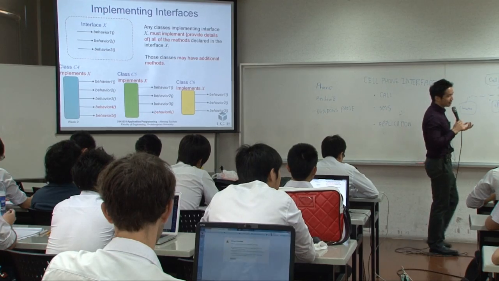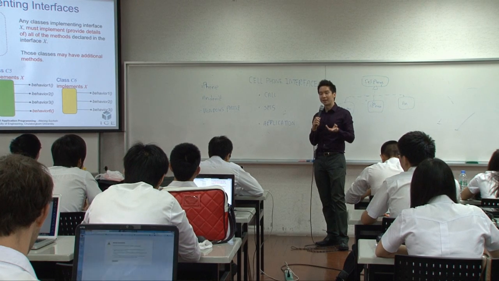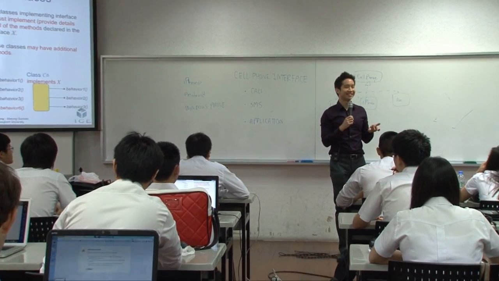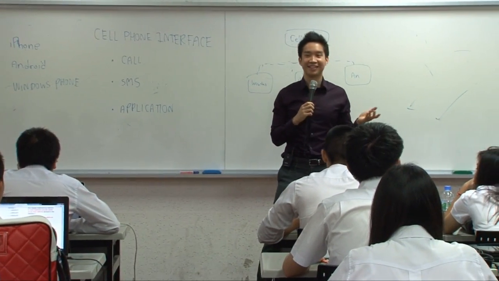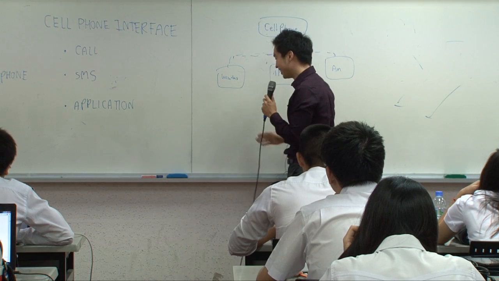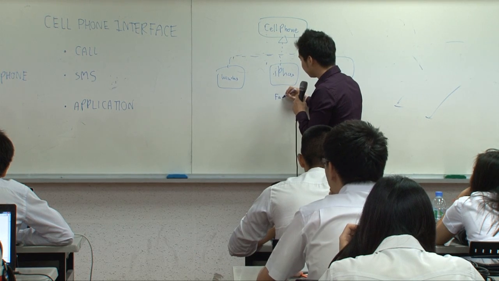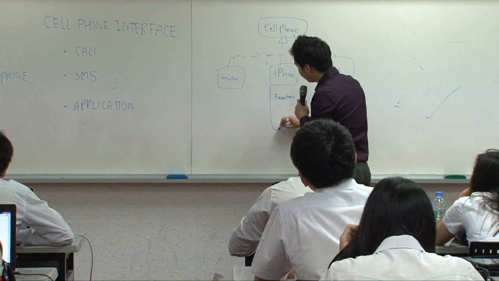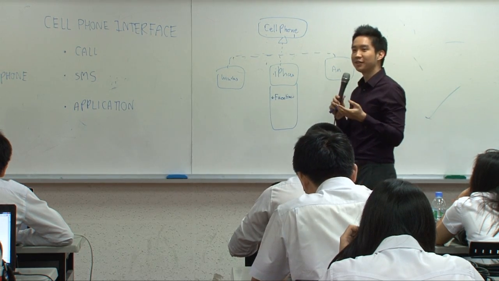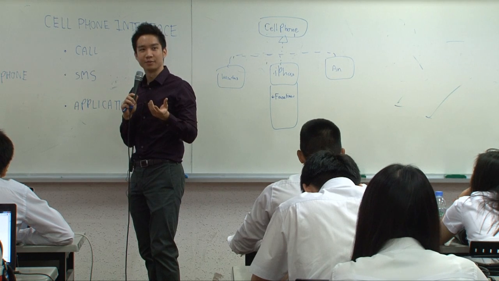So someone give me an example of what an iPhone can do, but an Android phone cannot do? FaceTime. Can an Android do FaceTime? They probably call it something else. I'm just kidding. Okay, let's do it. FaceTime. Okay, FaceTime. All right, we have FaceTime. So these are the methods of the iPhone class. What about Android? What are some of the things that Android can do that an iPhone cannot do?